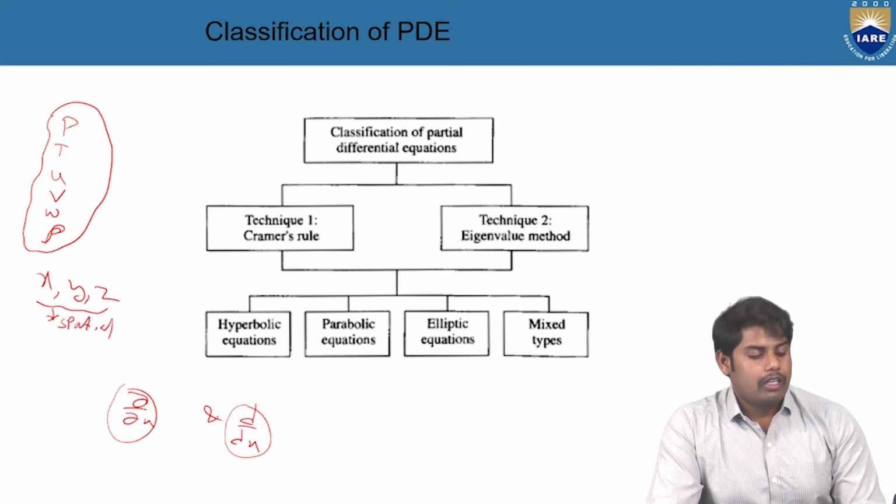Okay, spatial, and time is nothing but temporal. So this is called spatial and this is called temporal. So this x, y, z and t, time. So basically these are called independent variables.